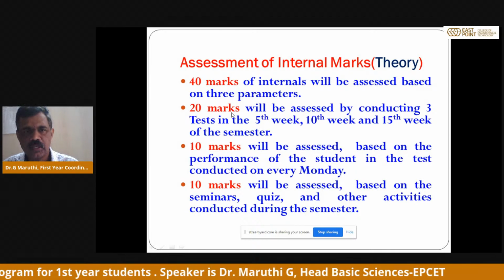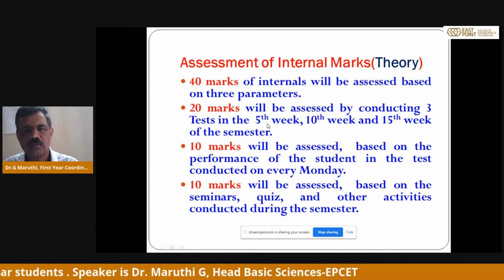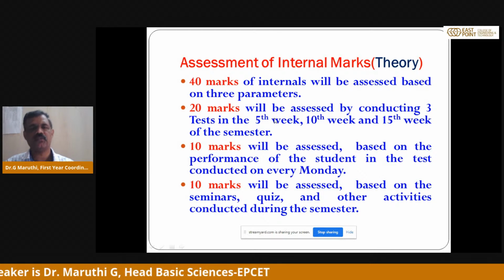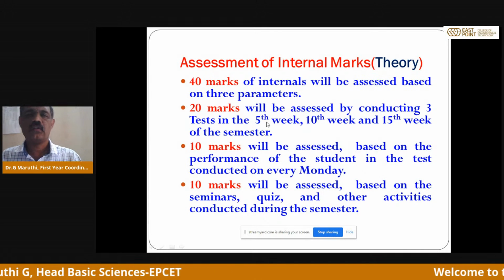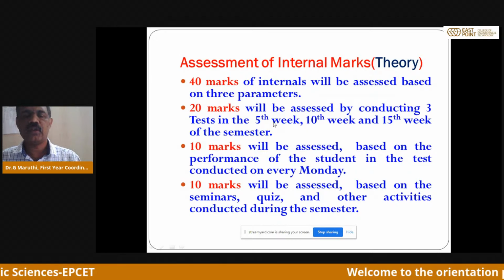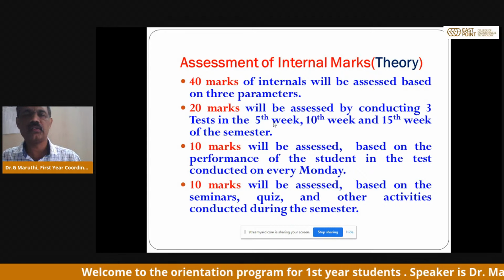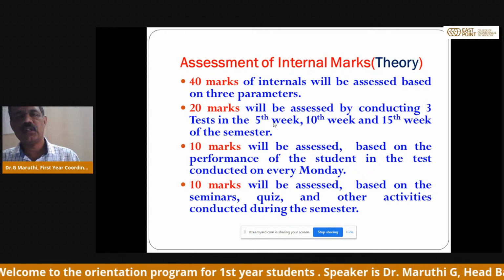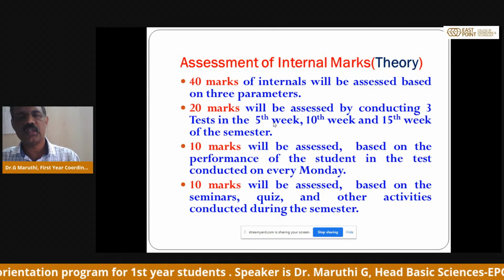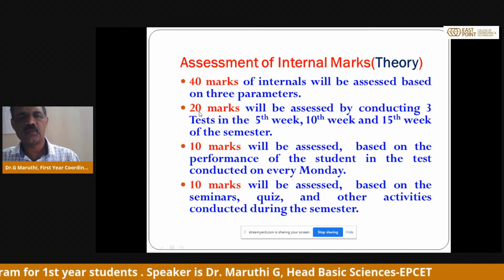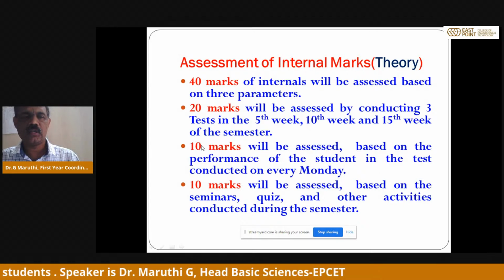So 20 marks will be assessed based on your performance in the internal exams that will be generally conducted in the last week of every month. Say in the last week of January, last week of February, and last week of March, you will be having 3 internals. Based on the average marks that you are going to score in the 3 internals, 20 marks will be assessed. What about the remaining 10 marks?